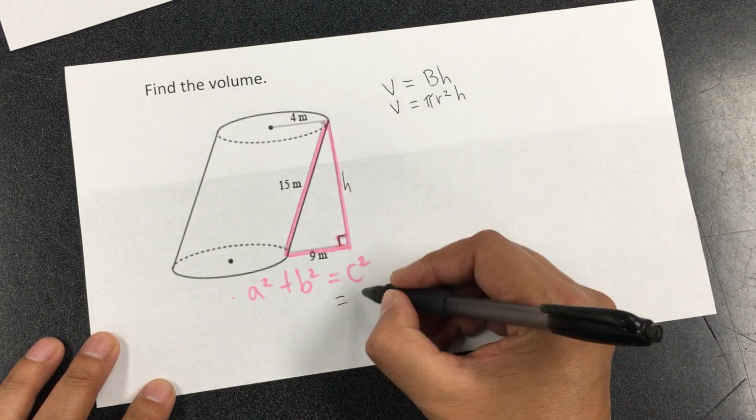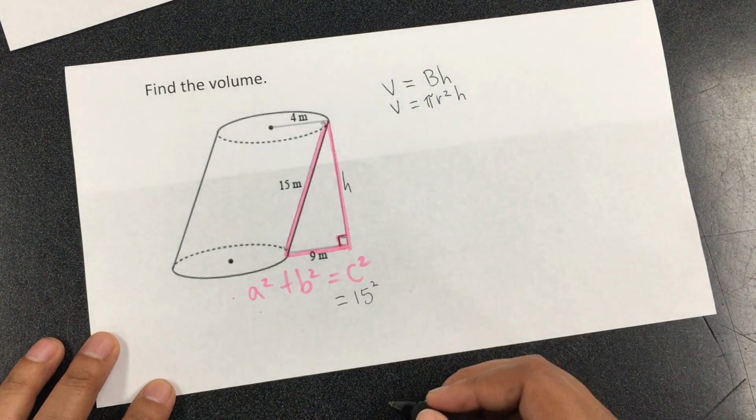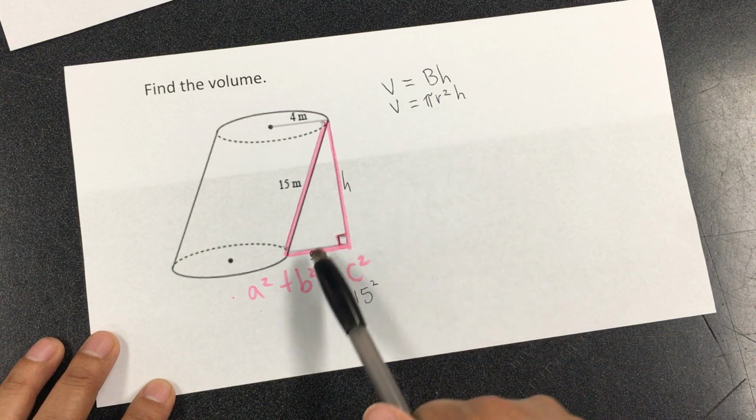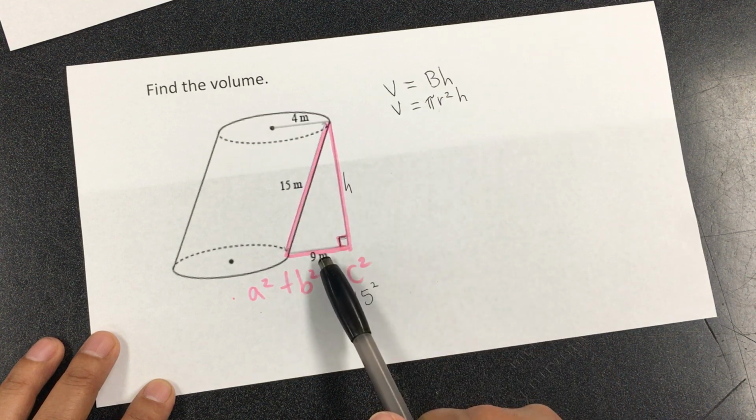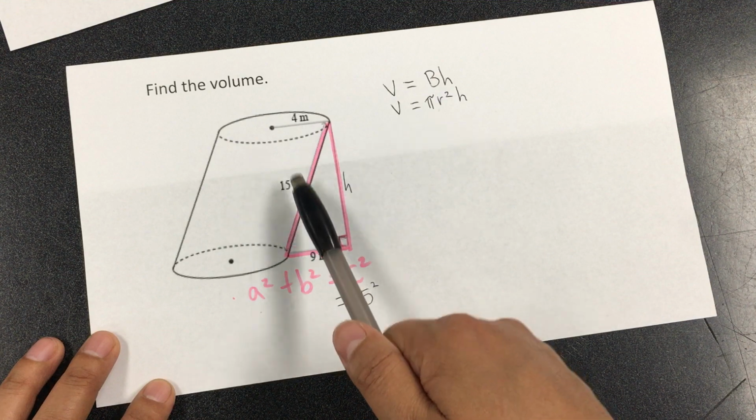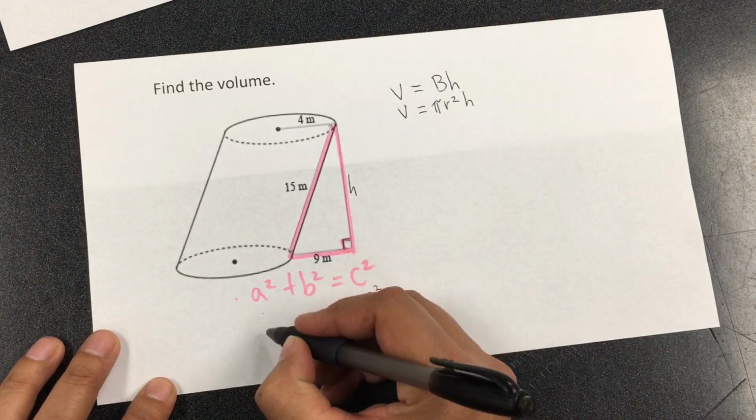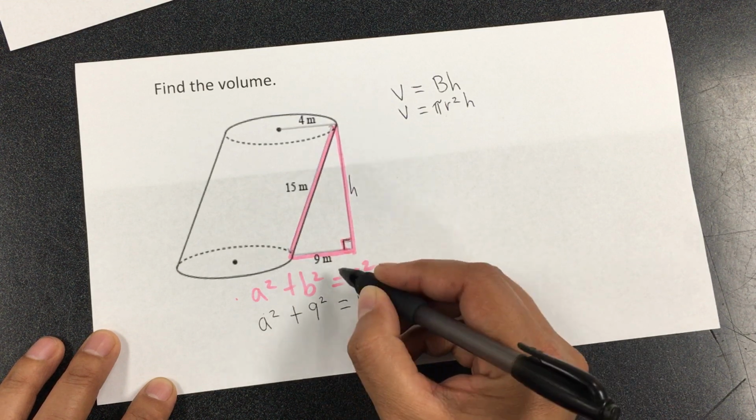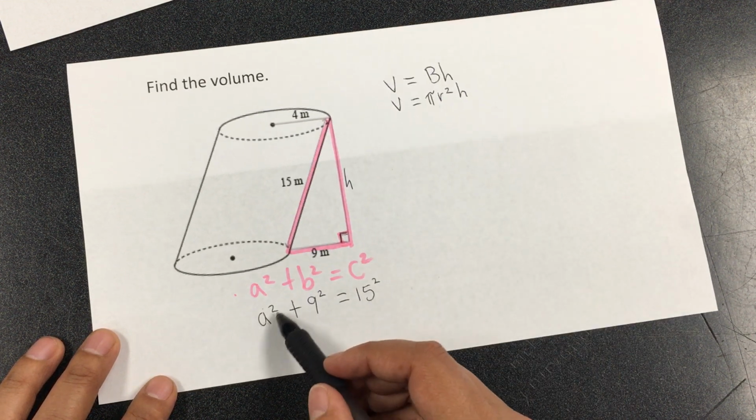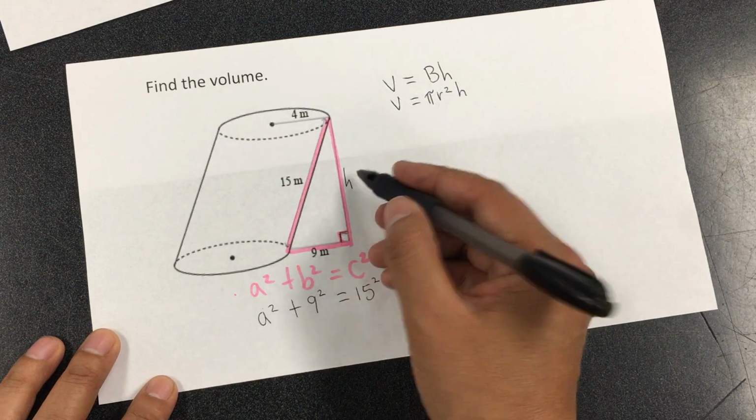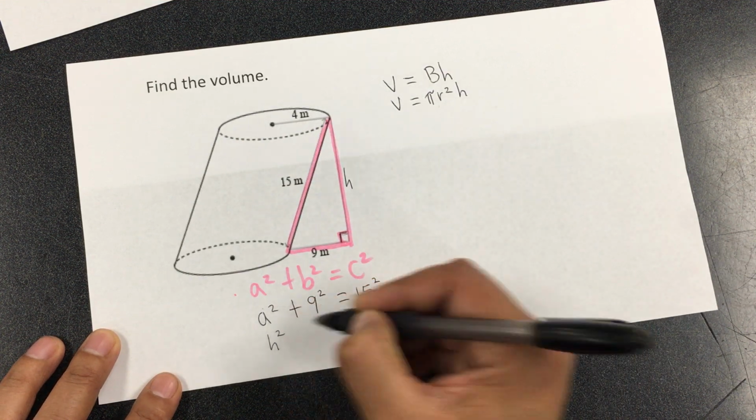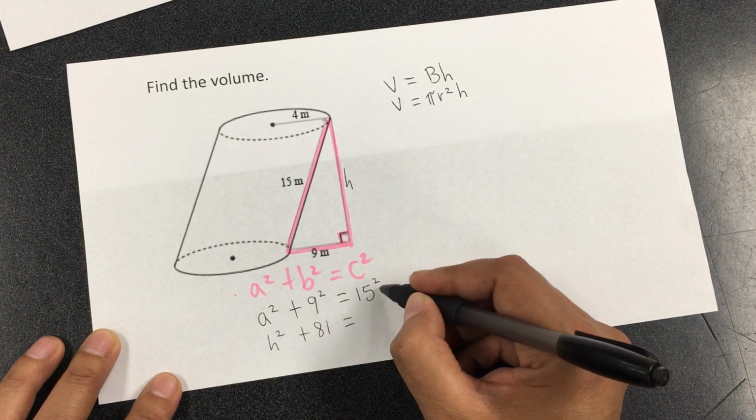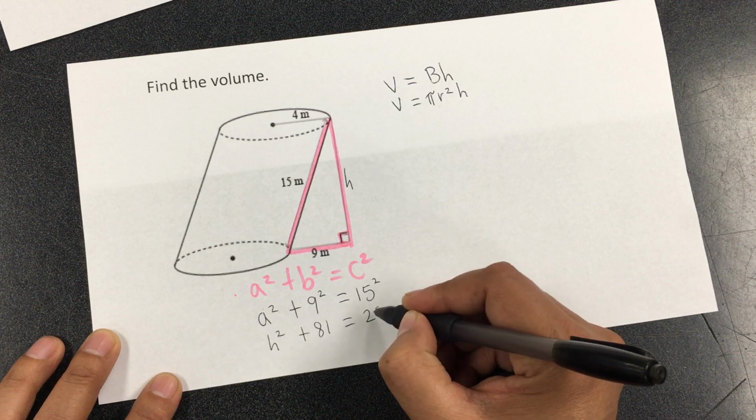Okay, so we already know that that's 15 squared. For a and b, they can be exchanged. So it doesn't matter which one is a and which one is b, as long as you know that this is always c. The hypotenuse is always c. So we're going to have a squared plus 9 squared. You can replace a squared with h squared if you want. So h squared plus 9 times 9 is 81. 15 times 15 is 225.